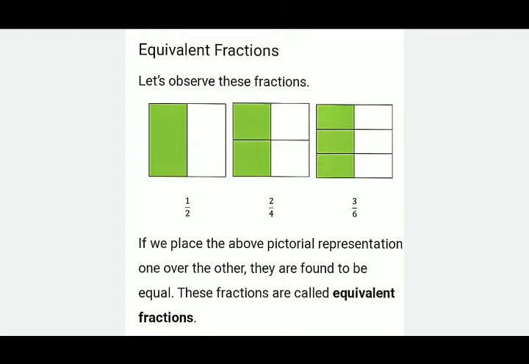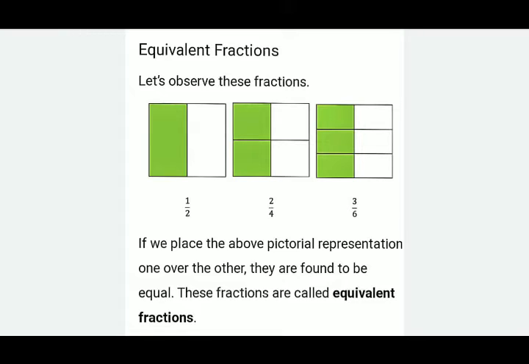Equivalent fractions. Let's observe these fractions. First, 1 by 2: out of 2 parts, 1 part is shaded. Second, 2 by 4: out of 4 parts, 2 parts are shaded. 3 by 6: out of 6 parts, 3 parts are shaded.